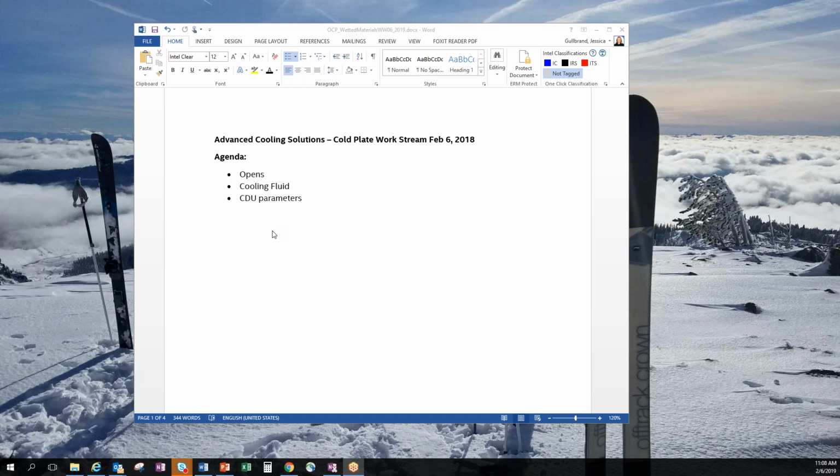So what I wanted to go through today and talk about was cooling fluid, and I hope we can have a good discussion regarding this. If we have time to get to it, we can also talk about the CDU parameters. It's really the cooling distribution unit: when you're choosing a CDU, what type of parameters should you consider? That's basically what I wanted to talk about today.